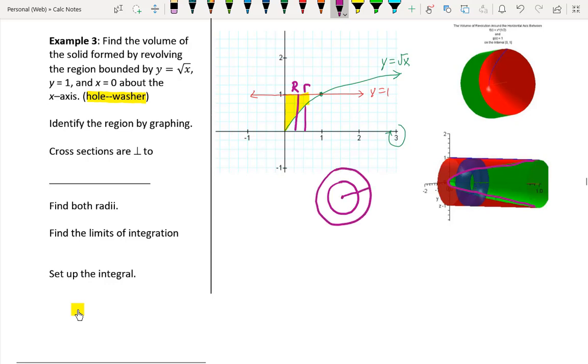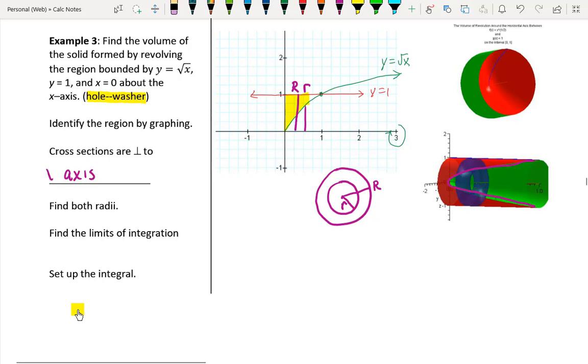So capital R is the distance from the center, in this case the center being our x-axis, and the outside function, that's y equals 1, whereas little r is the distance from the center, our x-axis, out to the closer function, which is y equals the square root of x. Okay, so our cross sections are perpendicular to the x-axis, so we're going to want to make sure we're setting this up with respect to x.